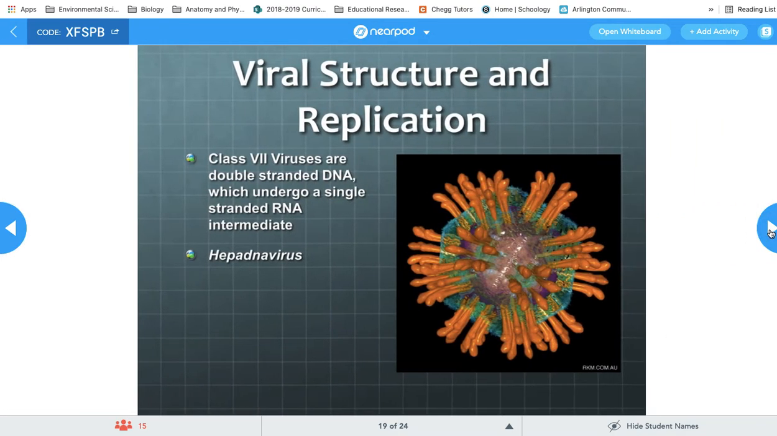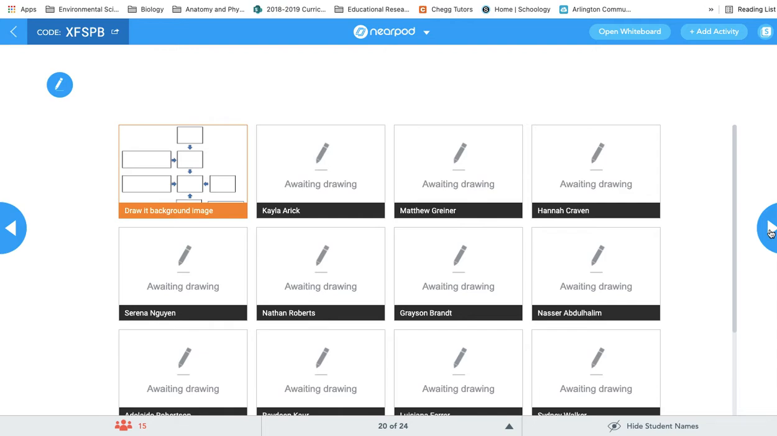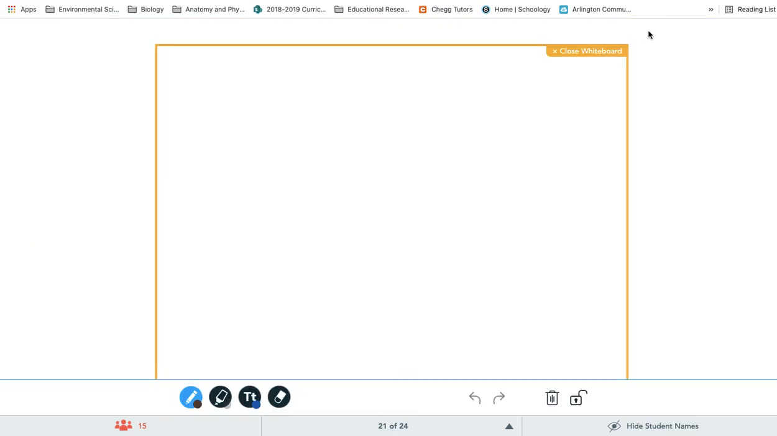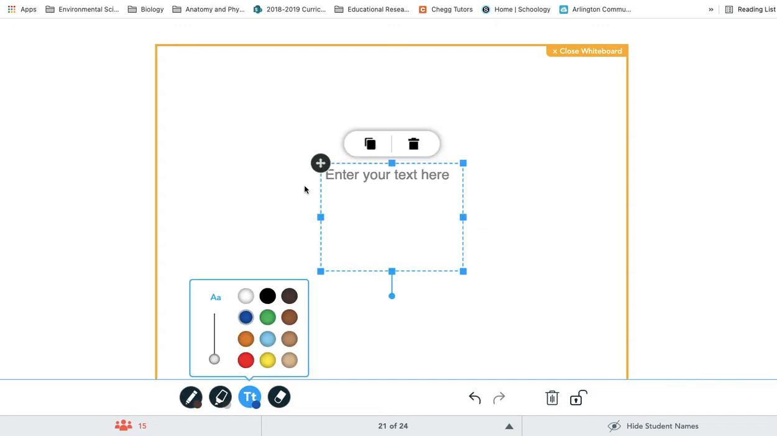Class 7 viruses are double-stranded DNA, which will undergo a single-stranded RNA intermediate, or in other words, it is a double-stranded DNA virus using reverse transcriptase. And so that's all you need to know for class 7 as well. So then viruses cause a variety of infectious diseases: common cold, influenza, SARS, HIV, all that stuff. And so what I'm going to do is open up the whiteboard here real quick, and I'm going to show you all some stuff comparing and contrasting bacteria and viruses.